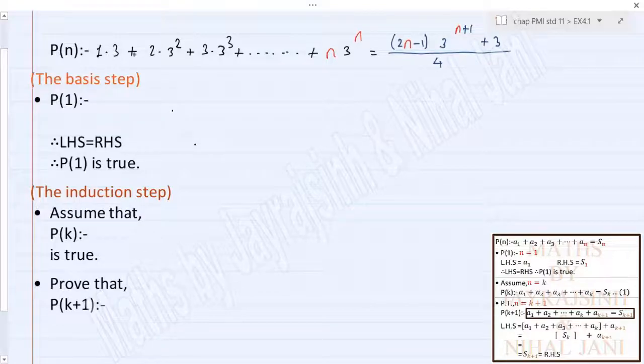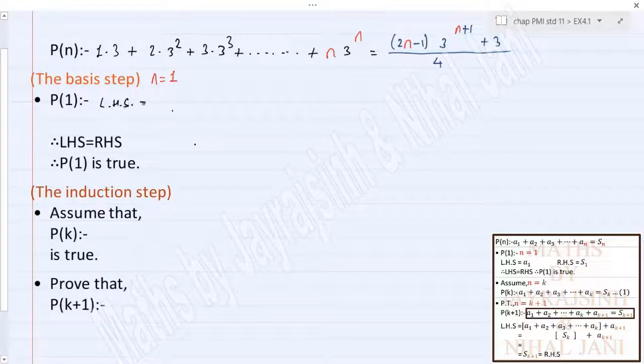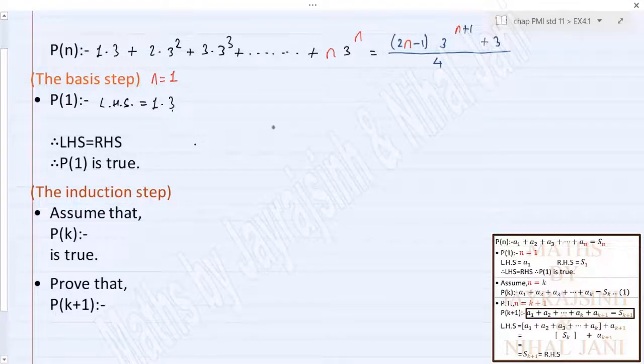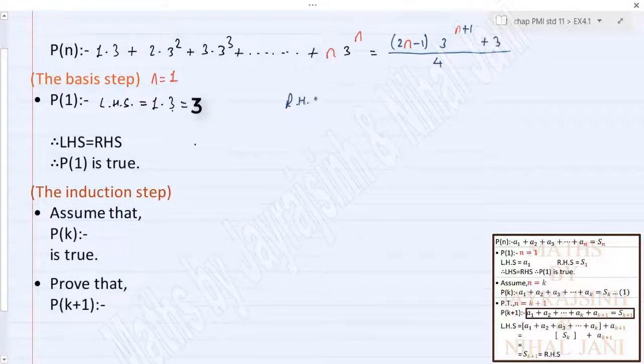1 into 3 plus 2 into 3 square, 3 cube, up to n into 3 raised to n. Now, let's begin from the basis step. n is equal to 1. So on the left hand side, our first term is 1 into 3, or we can say 3. On the right hand side, we have to replace n by 1.